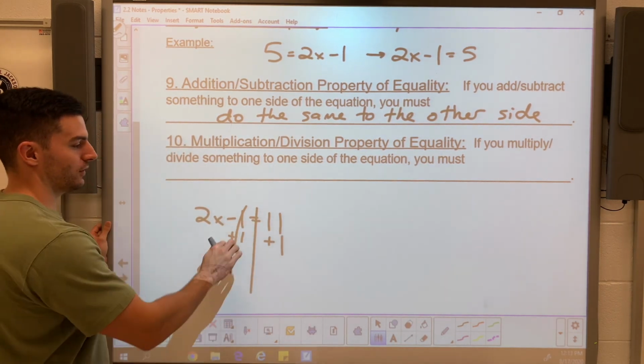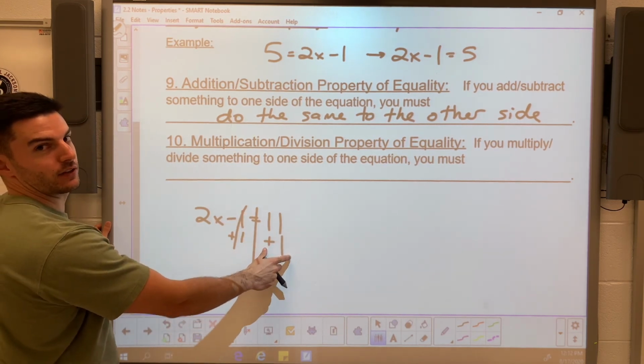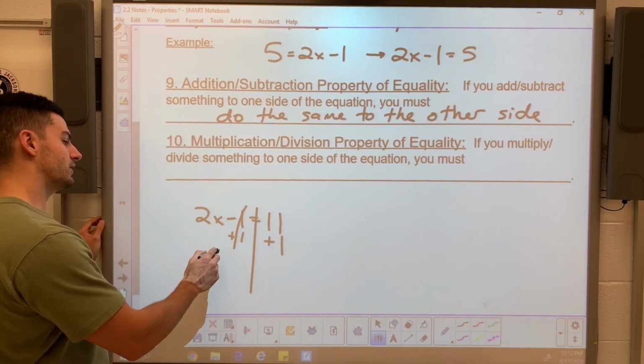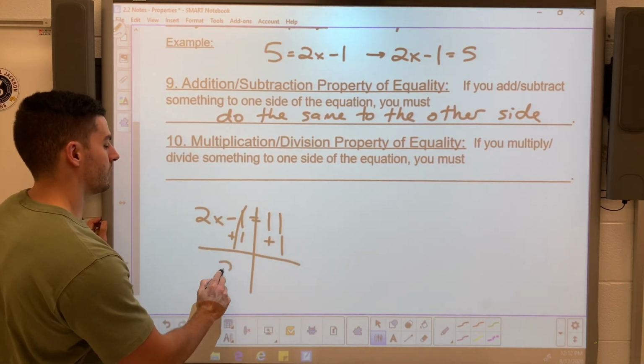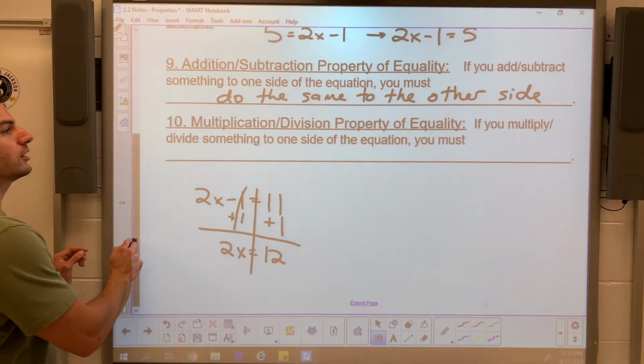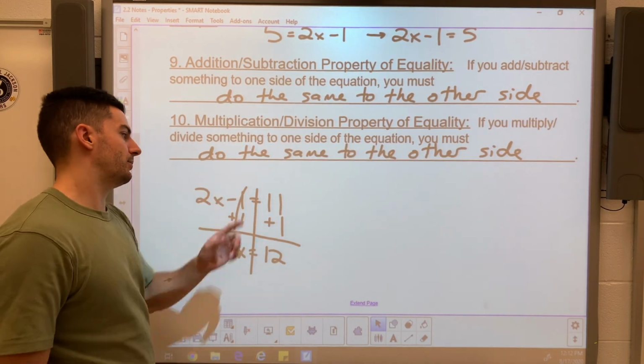So if I plus 1 to both sides, or if I add 1 here, I also have to add 1 to the other side, right? And that's what we said with equations, to keep things in balance. So I'll get 2x equals 12, right? And then my other one here, and it's going to be the same thing. Okay, so I did my fancy thing and copy and pasted that down.